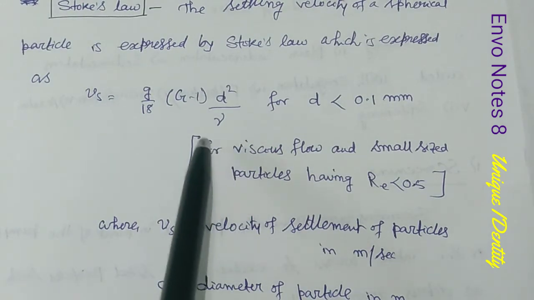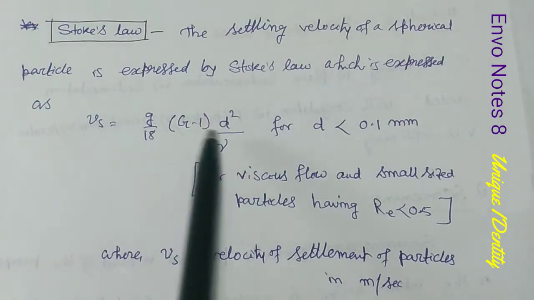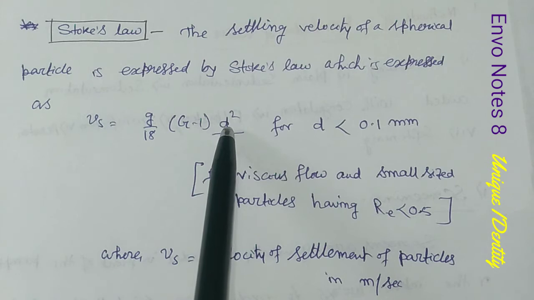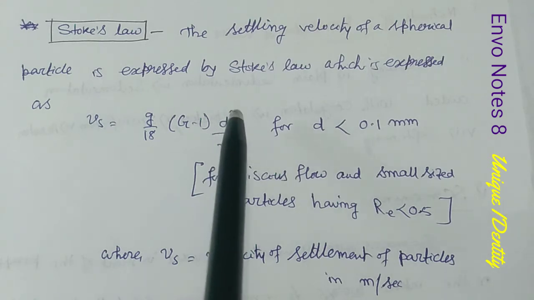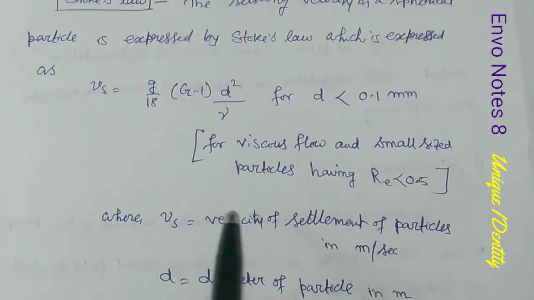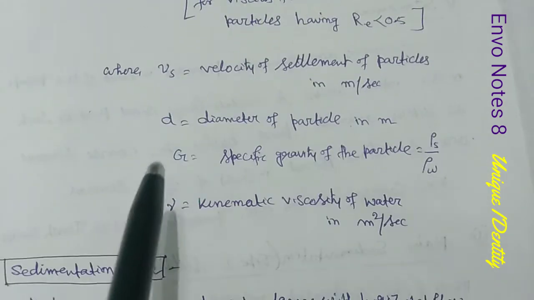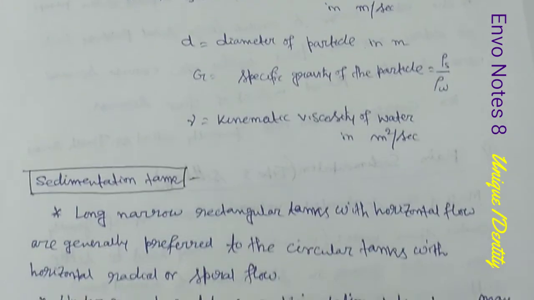Question may be asked in any form, that Vs varies inversely as d square, or Vs varies as d square, or d varies as root over of Vs. So all the things will be clear if you note it down and if you remember it. Okay. Next, sedimentation tank.